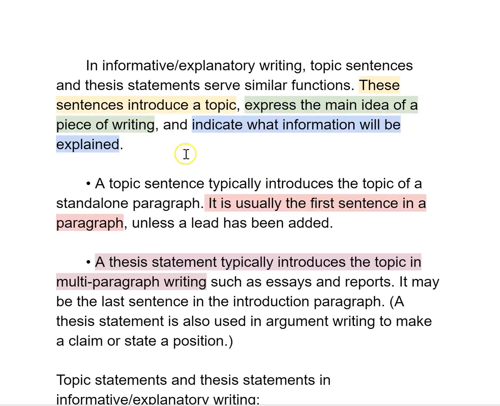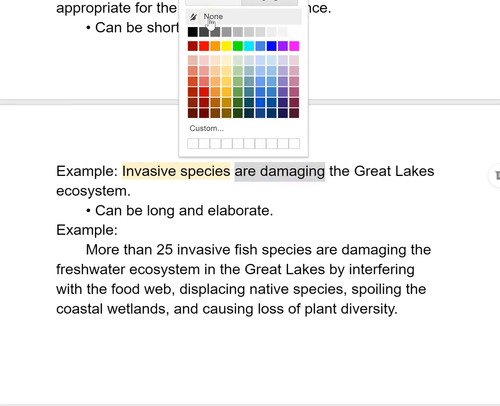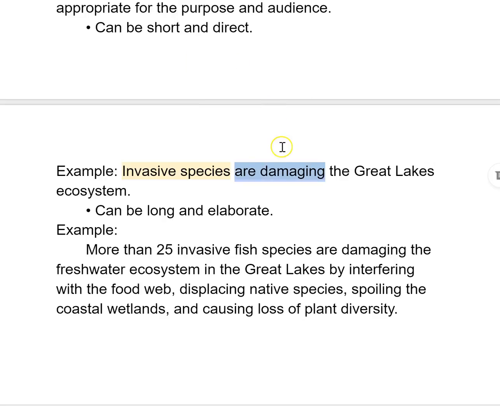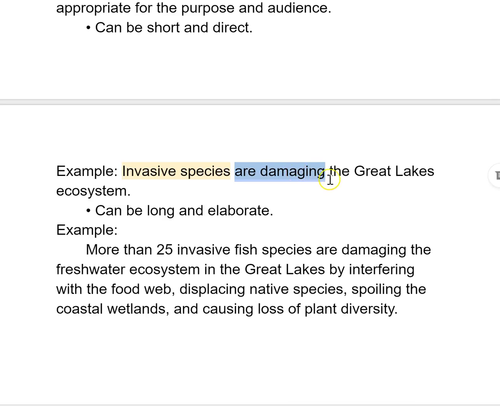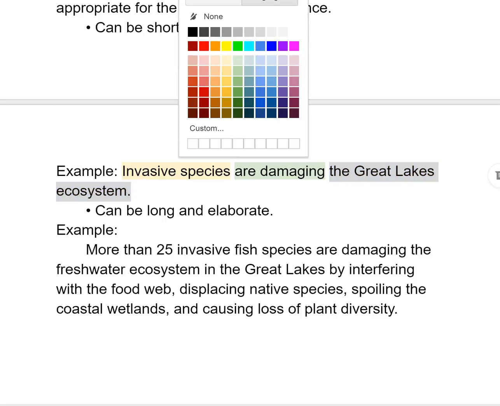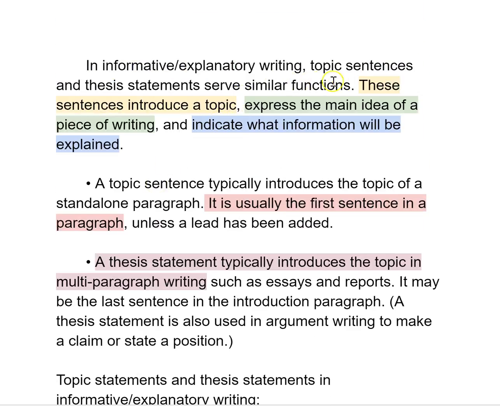They express the main idea of the piece of writing. They are damaging. That's the main idea. It's not telling us these invasive pets are helpful. We're going to learn about how they're damaging. And indicate what information will be explained. We're going to learn about how they are damaging to the Great Lakes ecosystem. So that short sentence was able to do all three of those things that we saw at the very beginning that we needed a topic sentence or thesis statement to do.